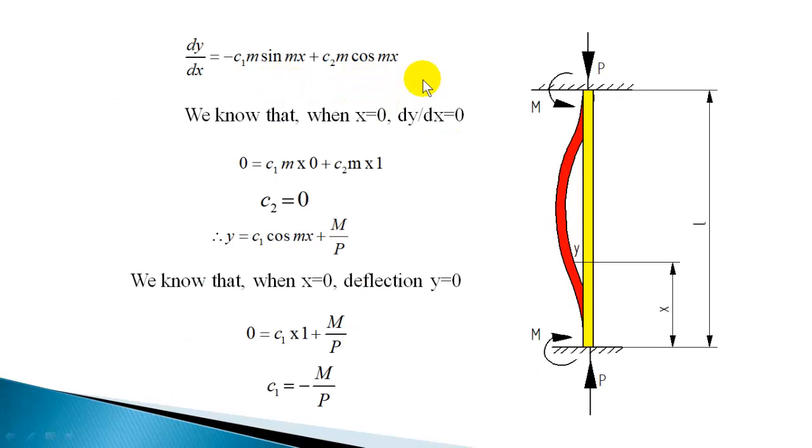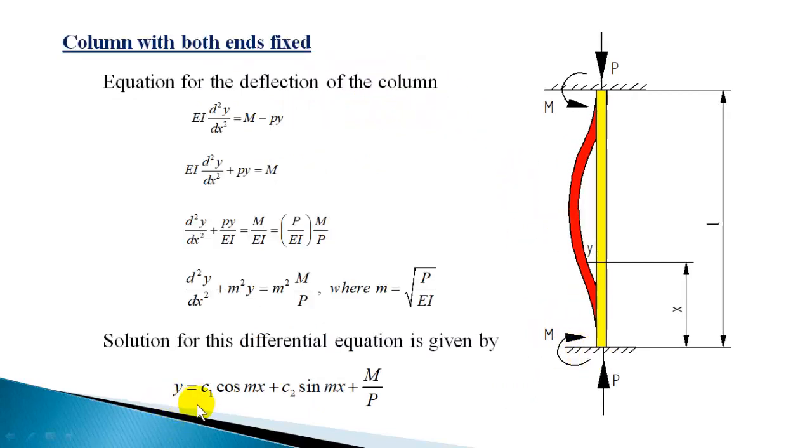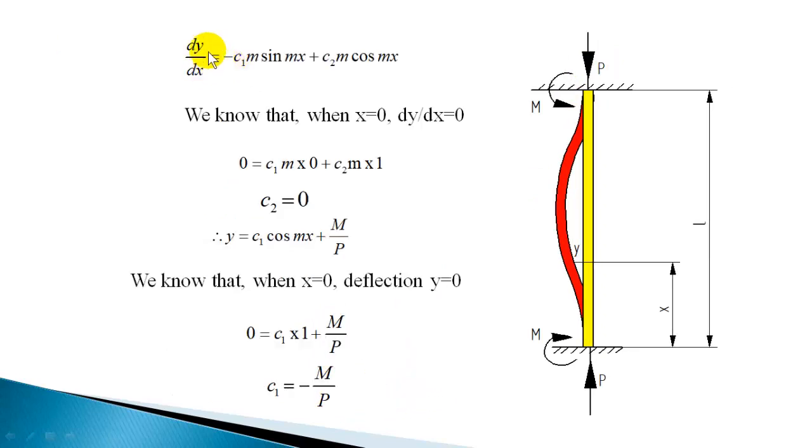Now before substituting the end conditions, differentiating the solution which we got, dy by dx is equal to minus c1 m sin mx plus c2 m cos mx, and this is a constant part. For the applied load, m is constant, p is also constant, so differentiation of this is 0. So after differentiation you will get dy by dx is equal to minus c1 m sin mx plus c2 m cos mx.